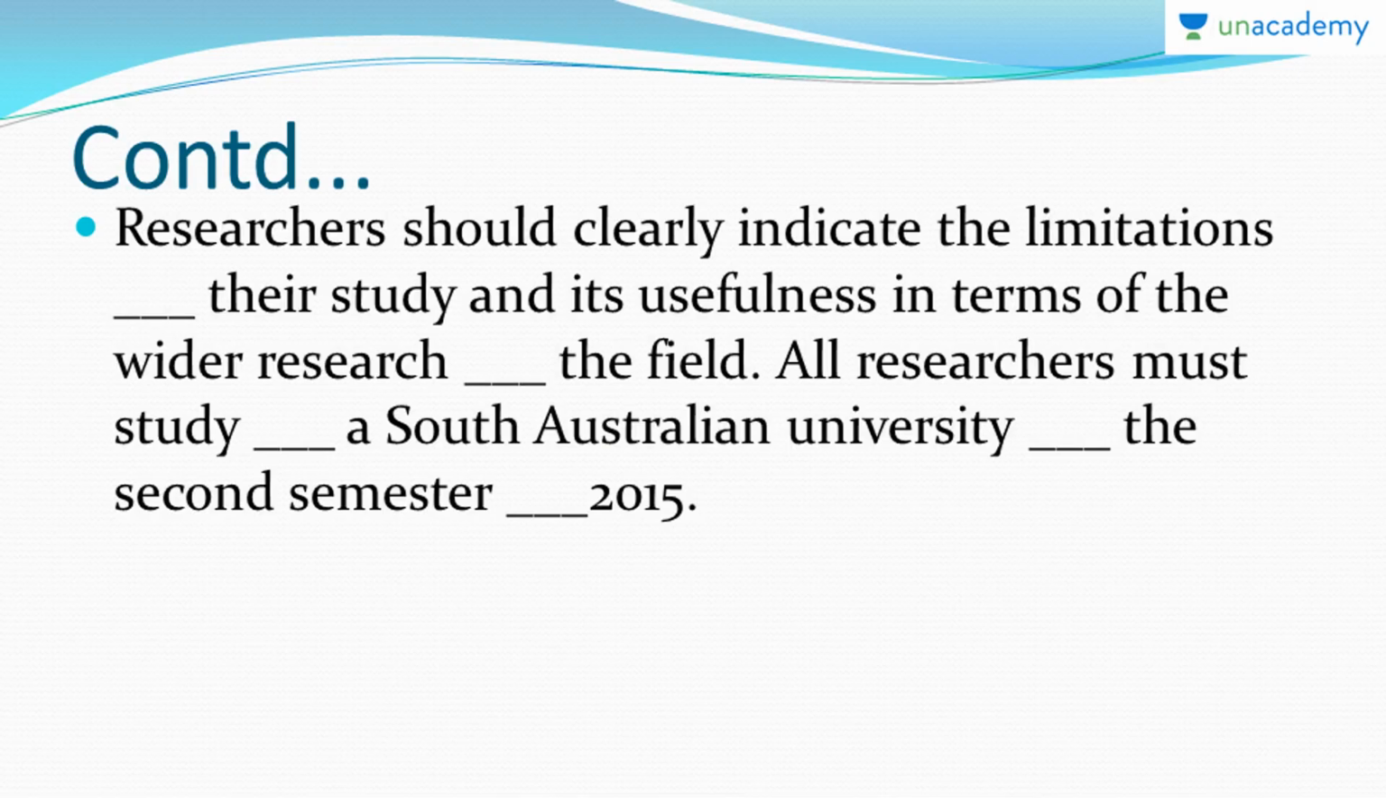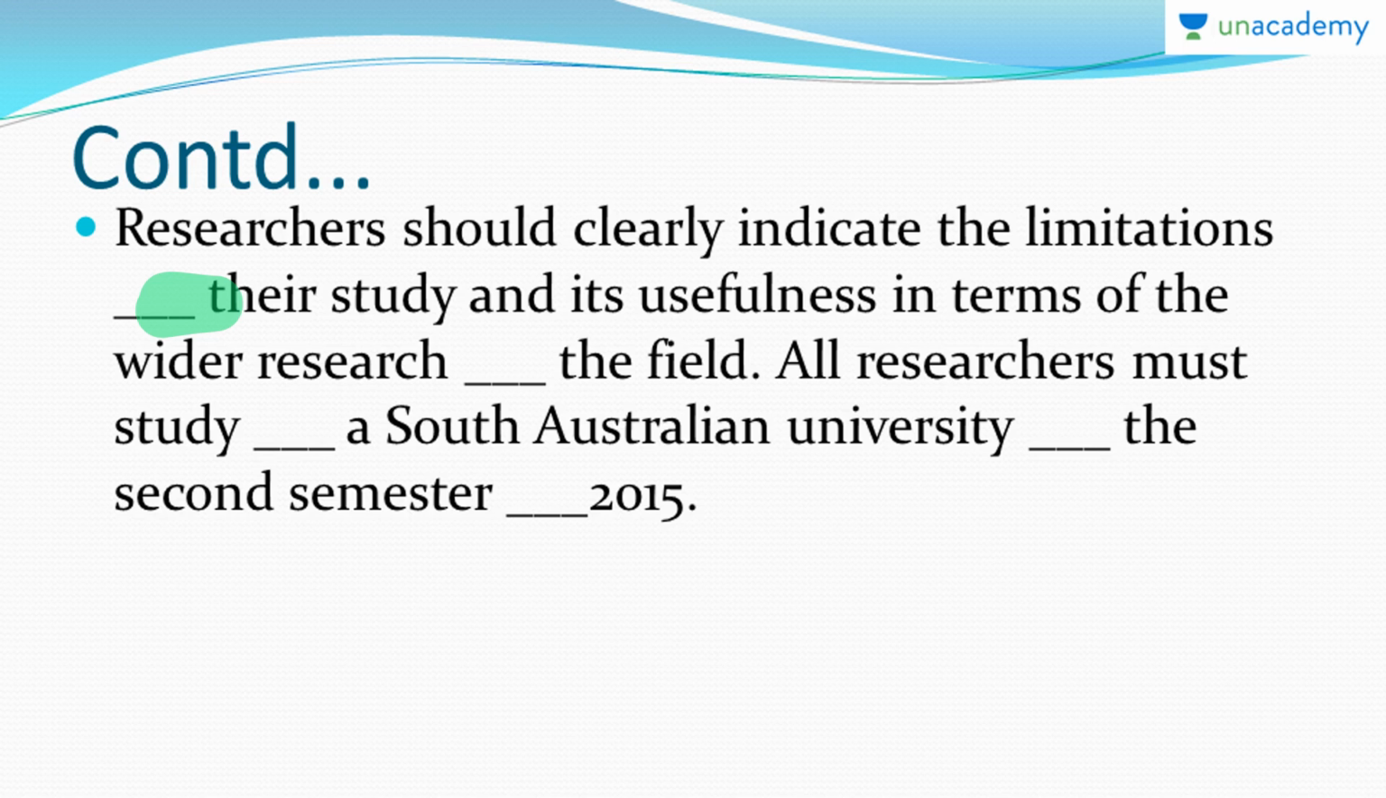Moving on, "Researchers should clearly indicate the limitation ___ their study and its usefulness in terms of wider research ___ the field." Let's see what we will have here. Researchers should clearly indicate the limitation of their study, "of" because the limitation belonging to their study is being clearly indicated. That is why we will have "of" here, and its usefulness in terms of wider research in that field. The data collection is contained within the research, so that is why wider research in that field.